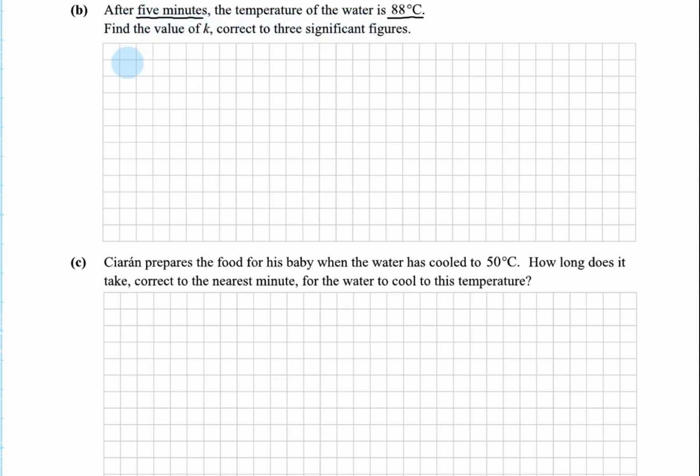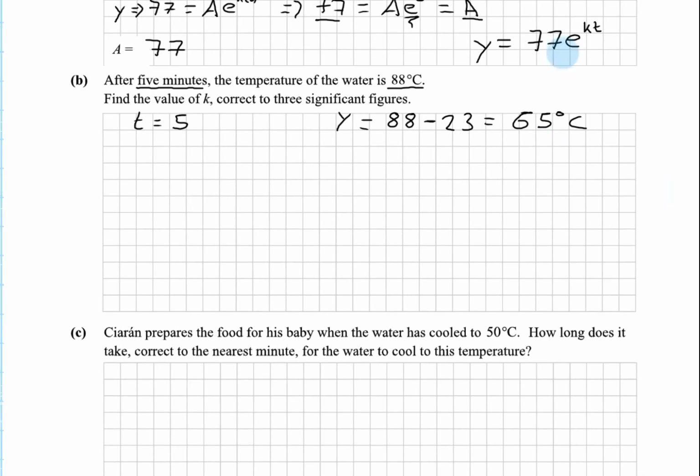So what we now need to do is, we have t equal to 5. So y is going to be equal to, the water temperature is 88, and we were told that the room temperature is a constant 23, so y is going to be equal to 65 degrees Celsius. So using our formula from above, y equals 77 e^(kt), we can say 65 is equal to 77 e to the power of k multiplied by 5.